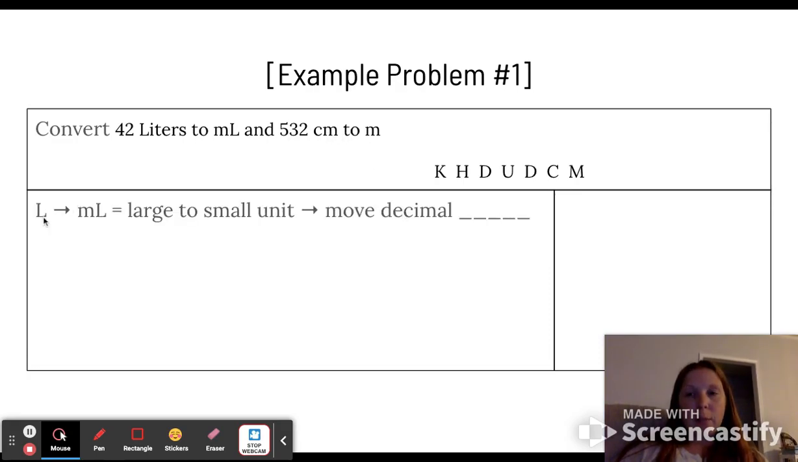So the first example, we're going liters to milliliters, which is a small unit, a large unit to a small unit. So let me switch to a pen. I'll just do this one in red. And so if we're going from large to small, we are moving our decimal which way? Okay, large to small, we're moving our decimal to the right.